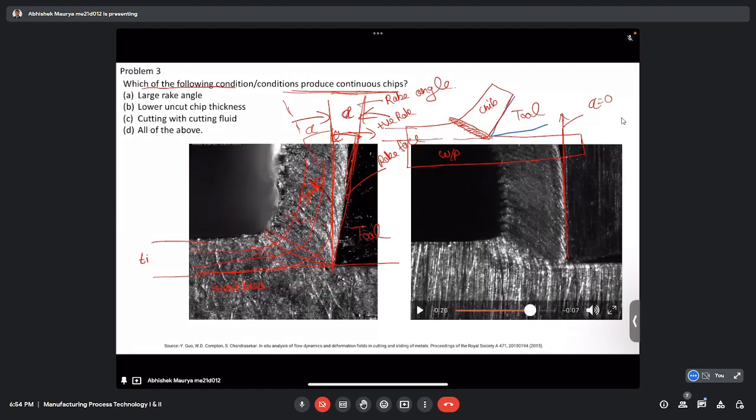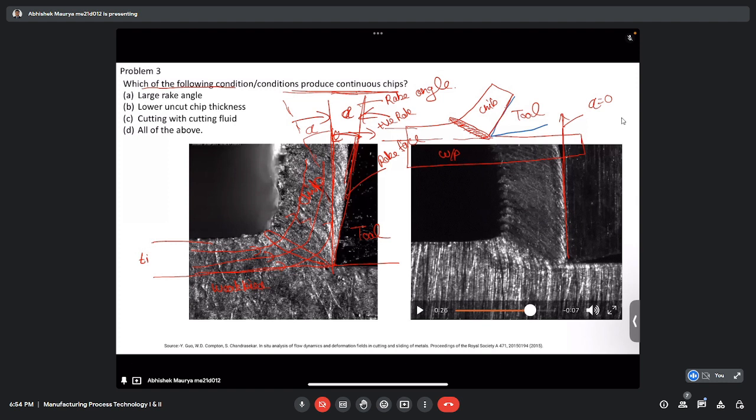So coming to the first question, which of the following conditions produce continuous chips? First one is the large rake angle. A large rake angle will be better. Now we have to understand a convention also. Large rake angle means positive. If we have a positive rake angle, then we will get continuous chips.